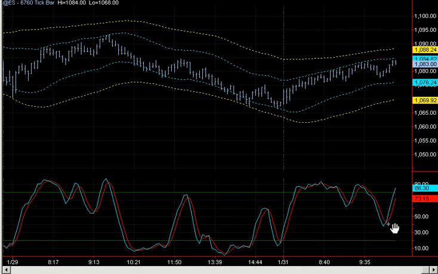Stochastic on the long trade was 2 points above the low. So you got to be cautious as to what approach you want to take and have a good idea of where the market is really headed. All right.